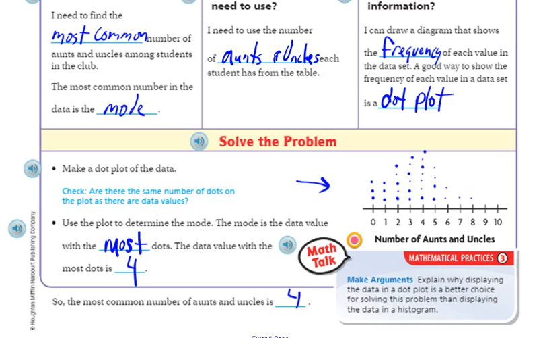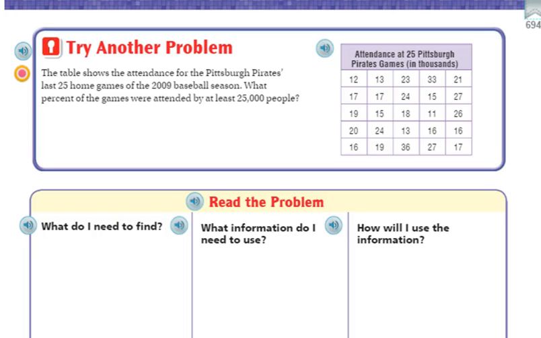Now go ahead and turn the page. We're going to hit one more problem together. You're going to be looking at page 694 now. Let's take a look at what we are going to be working with. Try another problem. The table shows the attendance for the Pittsburgh Pirates' last 25 home games of the 2009 baseball season. What percent of the games were attended by at least 25,000 people?